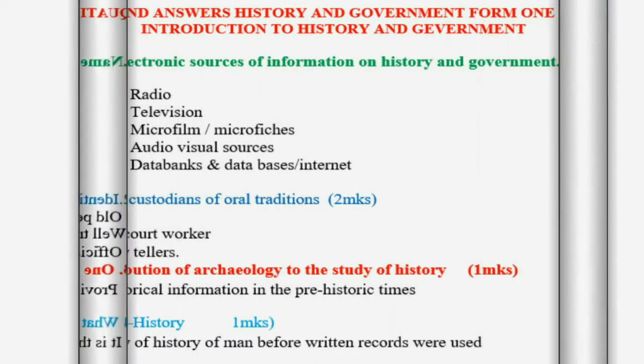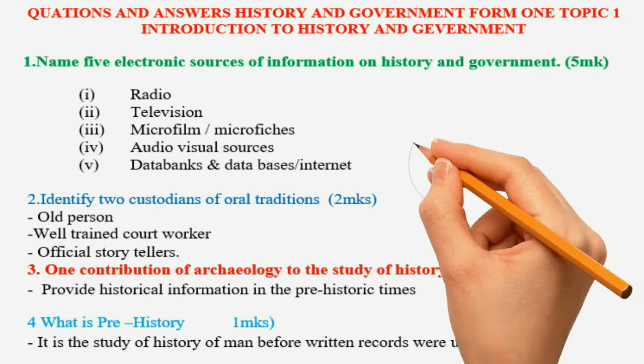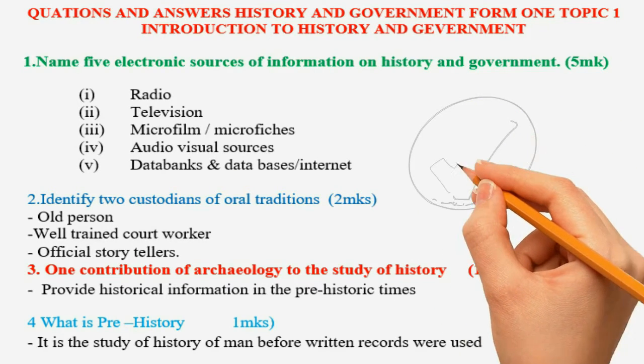Viewers to our video. Today we are revising history paper 1 and paper 2. First question, name 5 electronic sources of information on history and government. We have radio, television, microfilm, audiovisual, database, and internet.